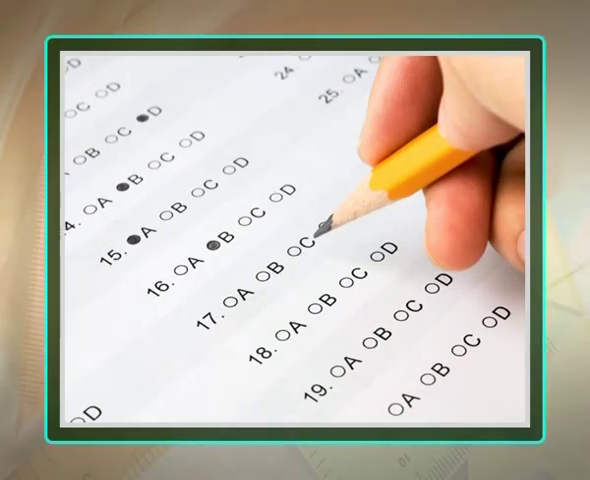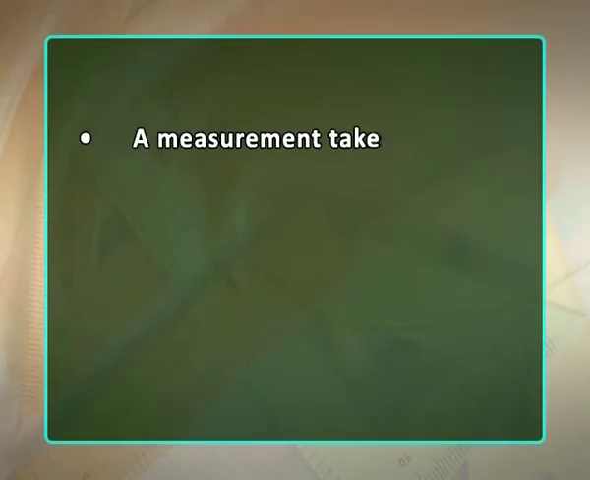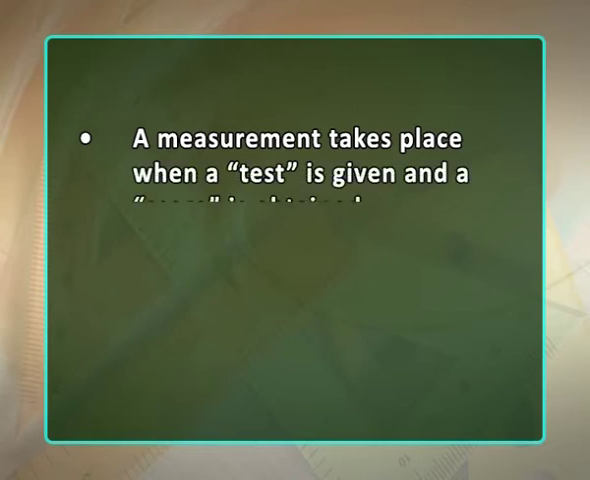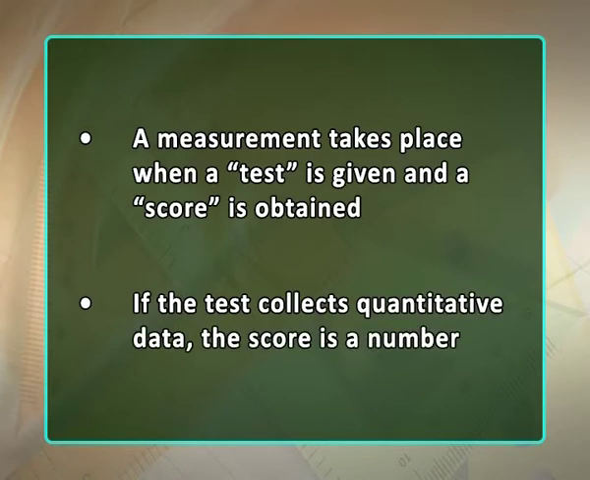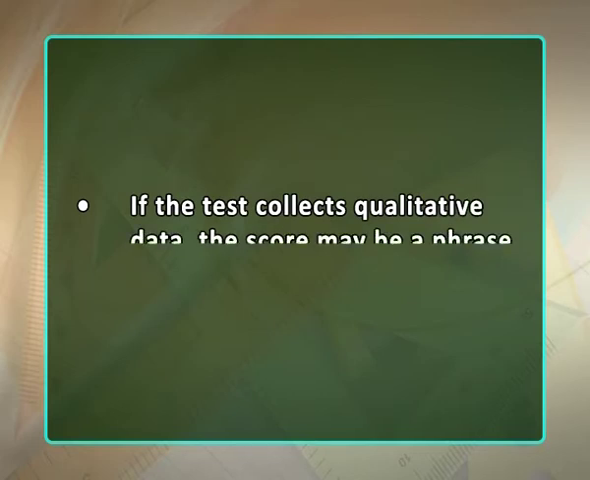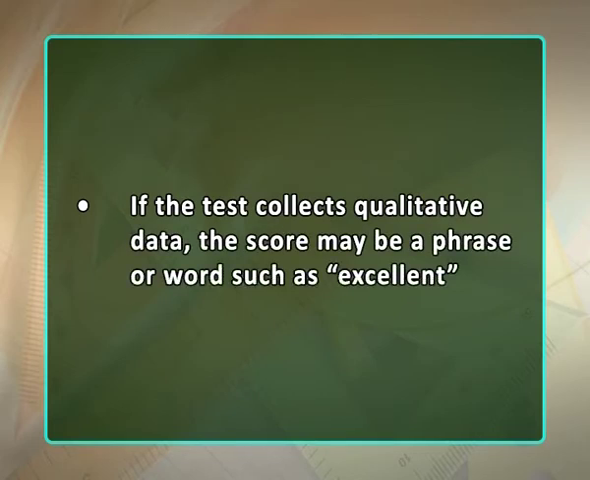In education, the numerical value of scholastic ability, aptitude, achievement, etc. can be measured and obtained using instruments such as a paper and pencil test. It means that the values of the attribute are translated into numbers by measurement. First, a measurement takes place when a test is given and a score is obtained. Second, if the test collects quantitative data, the score is a number. Third, if the test collects qualitative data, the score may be a phrase or words such as excellent.